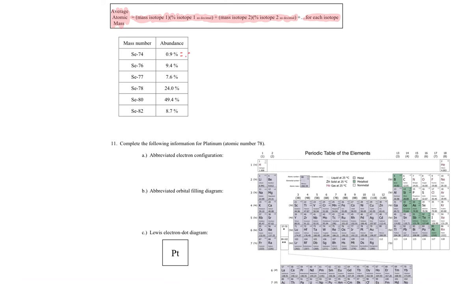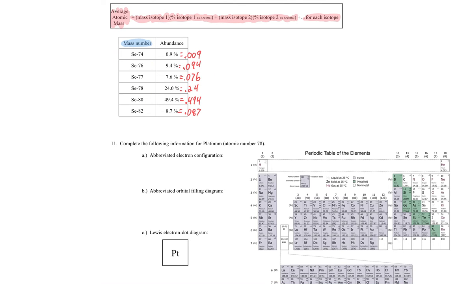So I got to take those percents, divide by 100 to get them as a decimal. 0.9 divided by 100 is 0.009. 9.4 divided by 100 is 0.094. 7.6 divided by 100 is 0.076. 24 over 100 is 0.24. 49.4 divided by 100 is 0.494. And 8.7 divided by 100 is 0.087. These are the percentages as decimals.